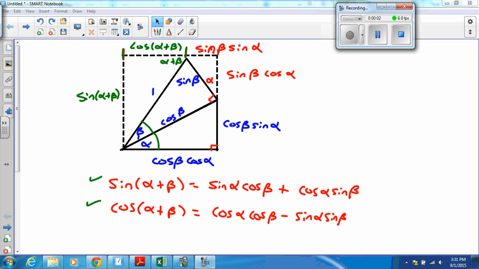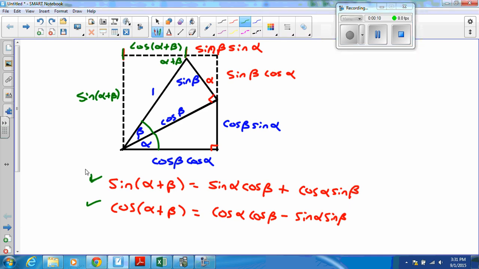Howdy. In this video, what I'd like to do is to prove to you the two angle addition identities for sine and cosine. The identity that sine alpha plus beta equals sine alpha cosine beta plus cosine alpha sine beta, and the identity cosine alpha plus beta equals cosine alpha cosine beta minus sine alpha sine beta. My guess is that in trig class you probably memorized these as brute facts, and I'd like to show you why they're true.